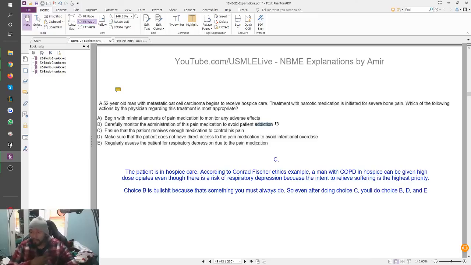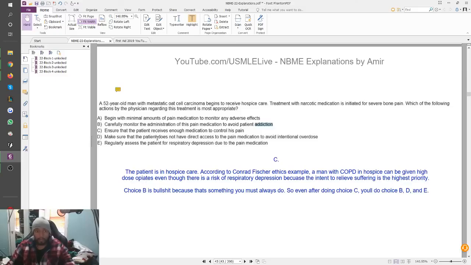What we need to care about is not to kill him. Right? We don't want to kill him, which means that we will make sure we don't give him so much opioid that he ends up having respiratory depression and then dies. Right, so the next one, ensure that the patient receives enough medication to control his pain. Perfect, right? Enough to control his pain, and then the next level above that would be more to kill him, right? Don't kill him. So just give him enough, right? So C was the correct answer here.